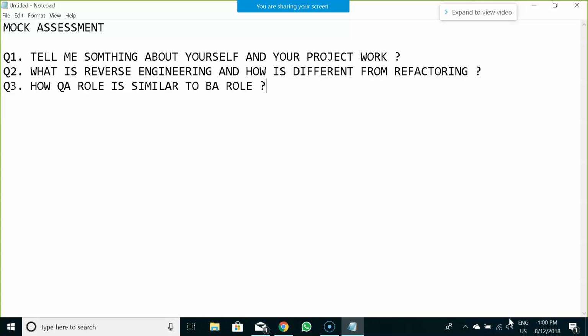Okay, and what about the accountability part? For the testing part, the QA will be accountable, whereas as a BA, I would be responsible for the requirement gathering part, like writing the acceptance criteria. That would be my accountability, whereas making sure that the project works according to that criteria is the QA's responsibility. Okay.